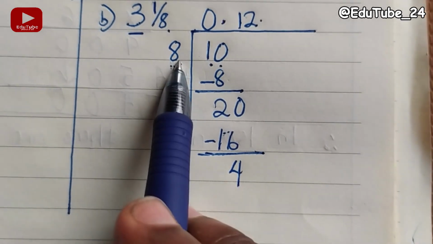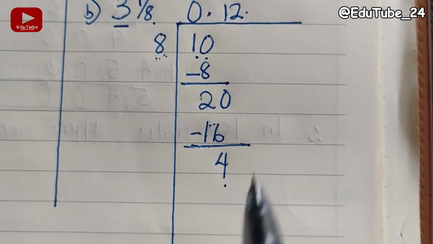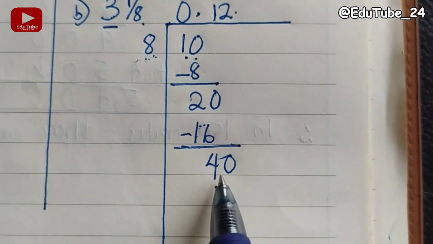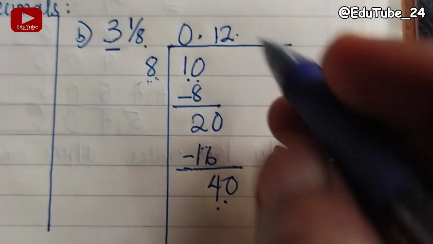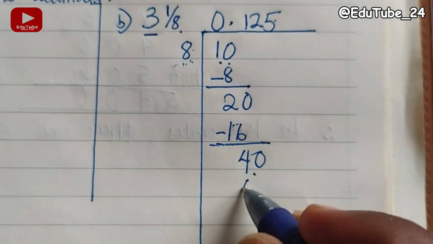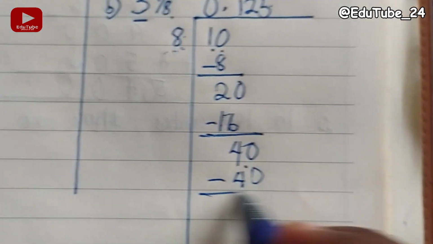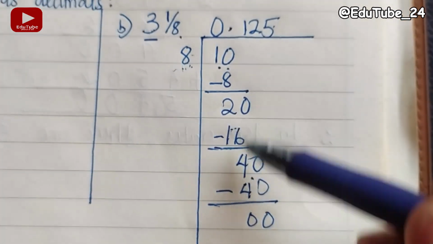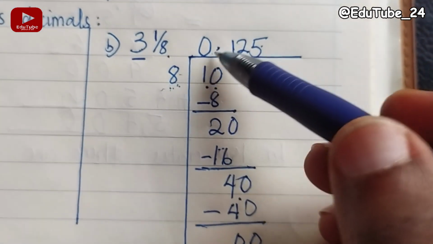Then I will ask again, can 8 go in 4? That is also impossible. So I'm going to add 0 again to make it greater than 8. So I will ask how many 8 go in 40? So that will give me what? 5. So then I will say 5 times 8 and that will give me 40. So I will say 40 take away 40 and that is 0. So now I've come to the end of the division, which is 0. So my answer is 0.125.